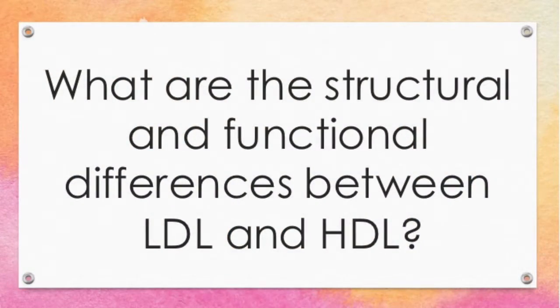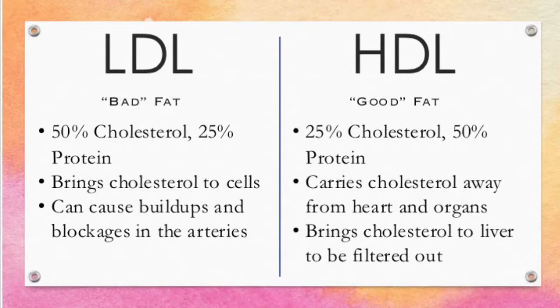What are the structural and functional differences between LDL and HDL? LDL is 50% cholesterol, 25% protein. It brings cholesterol to the cells and can cause buildup in the arteries. HDL is 25% cholesterol, 50% protein. It carries cholesterol away from the heart and organs. It brings cholesterol to the liver where it is filtered out.